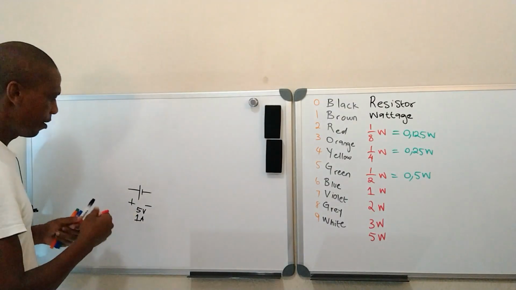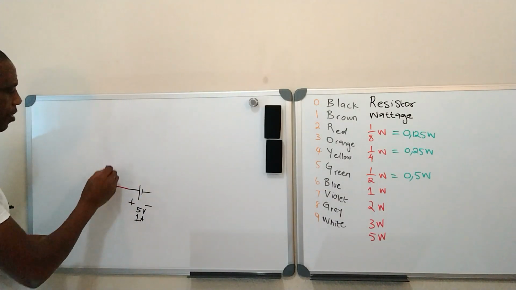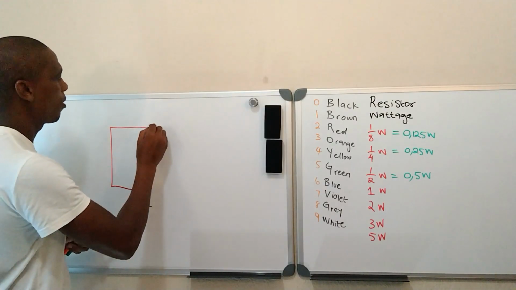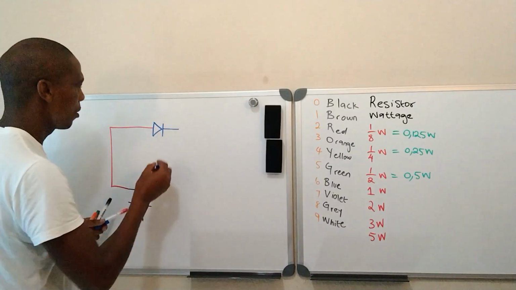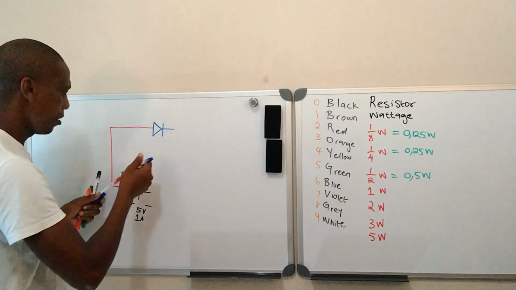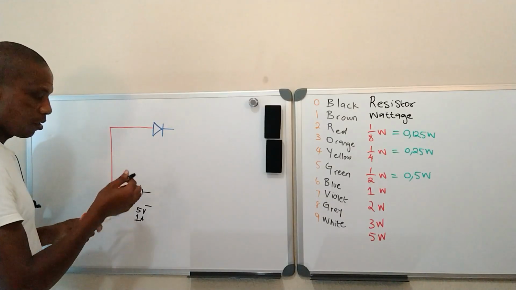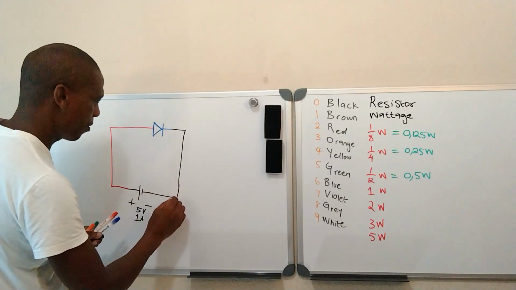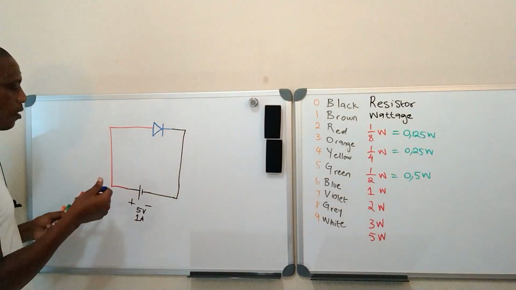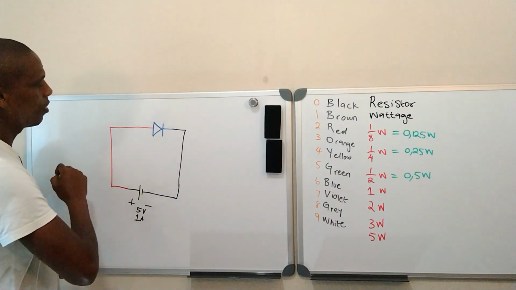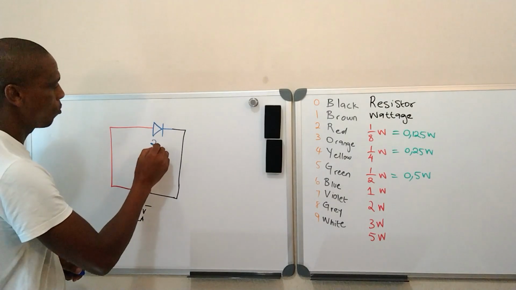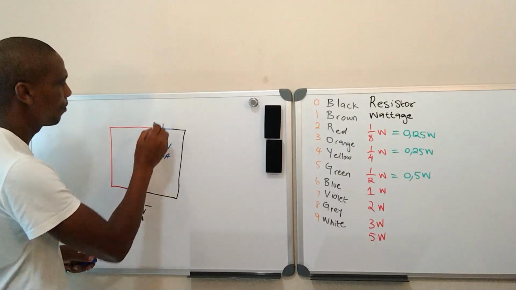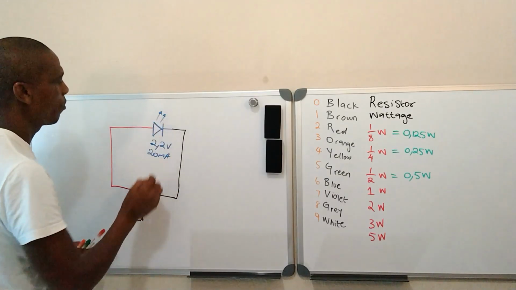Yes, sir. Then here we have a red wire going to the LED. Let me just make my LED blue. And this is the black wire back to the battery. Let's assume that my LED rating is 2.2 volt with 20 milliamps. Yes, sir. This is the symbol for LED.